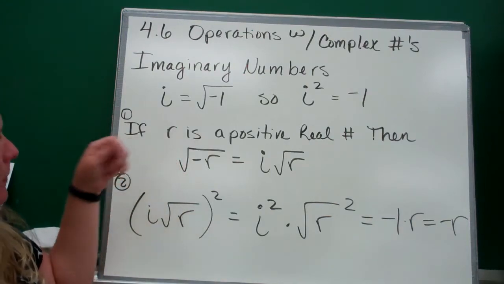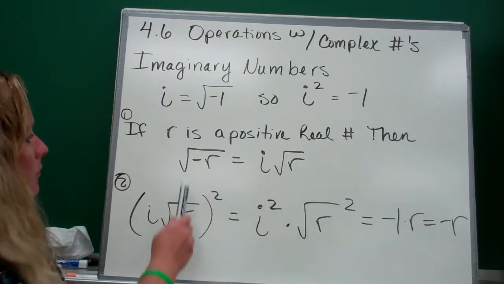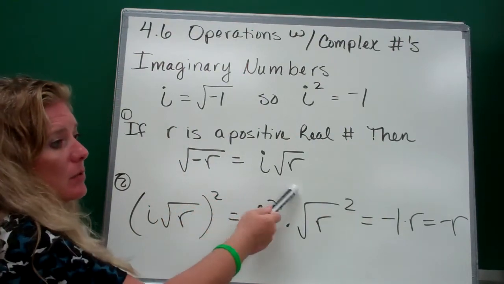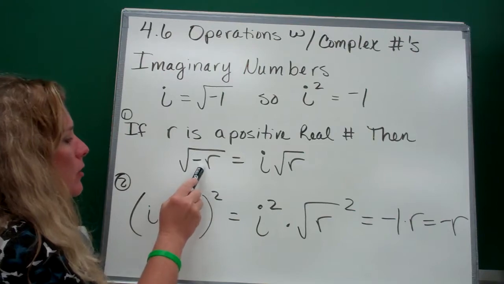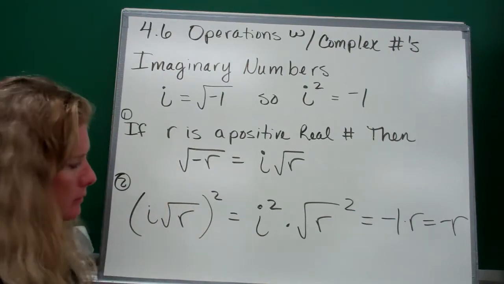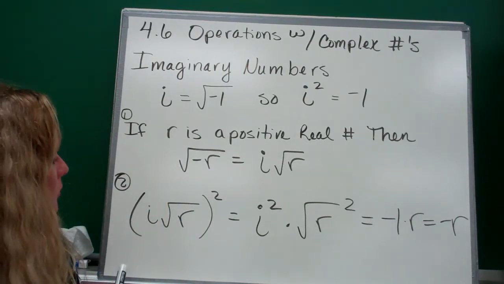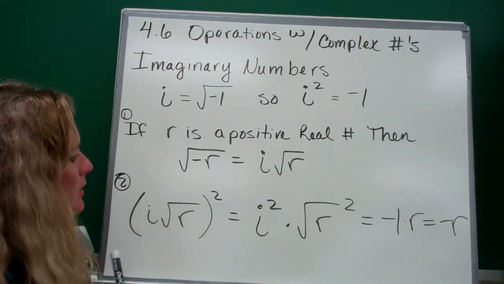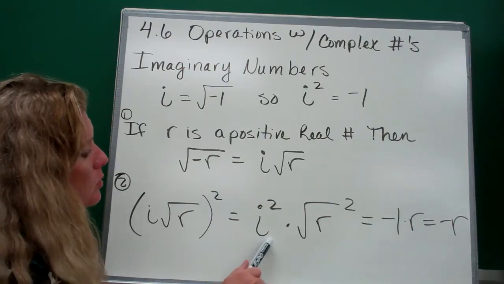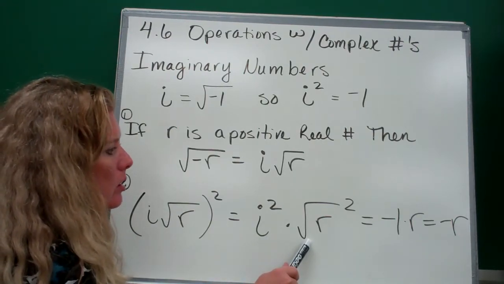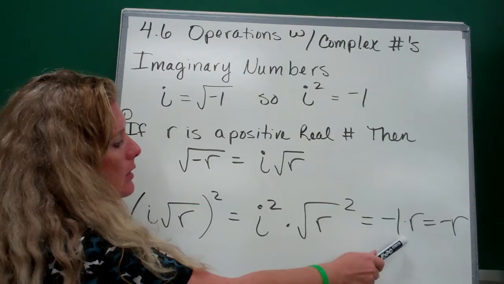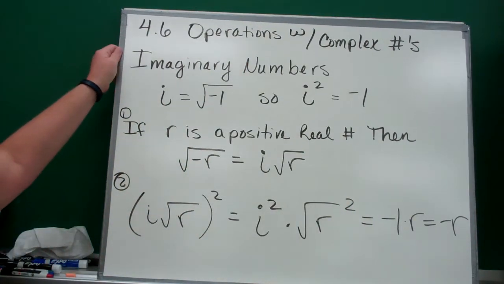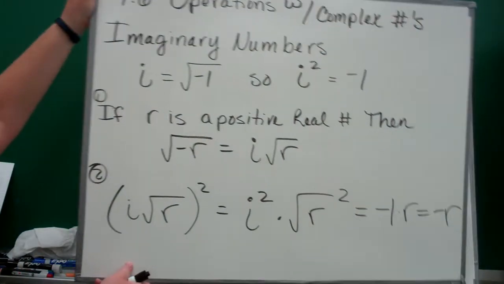If r is a positive real number, then the square root of -r equals i times the square root of r. So the negative goes away and it becomes an i out here. Also, if you have i times the square root of r and you square it, it's going to be i squared times the square root of r squared, which is -1 times r, which is -r. So we're going to use that to do some simplifying and some solving.